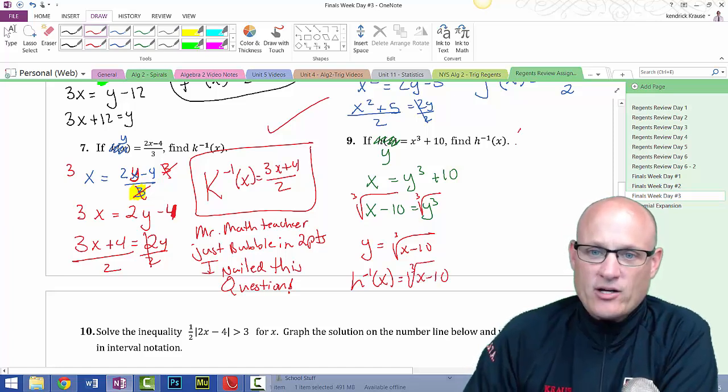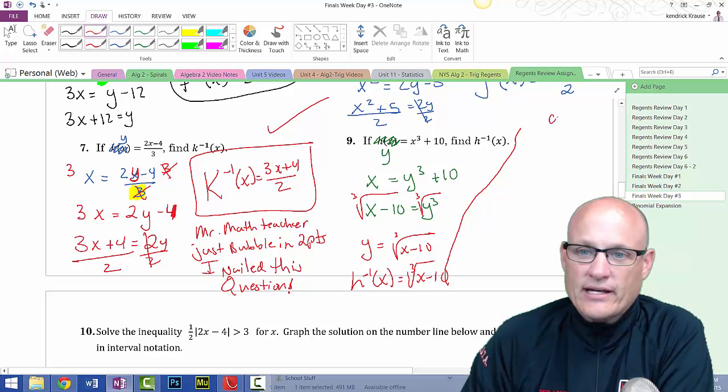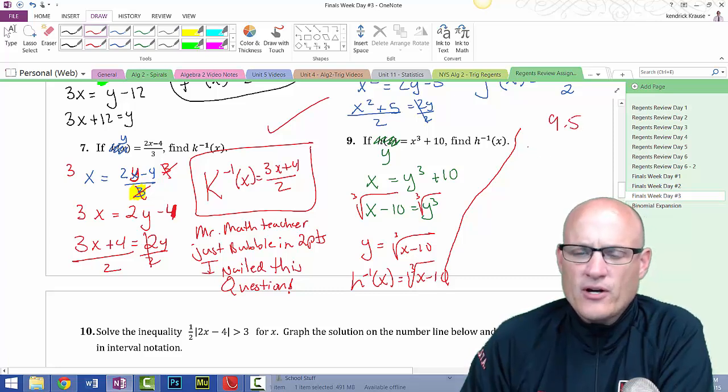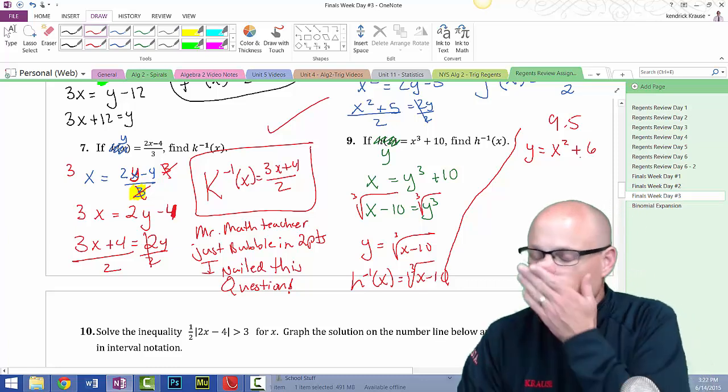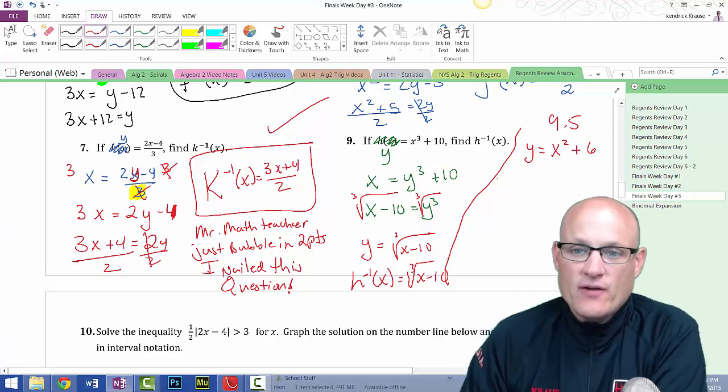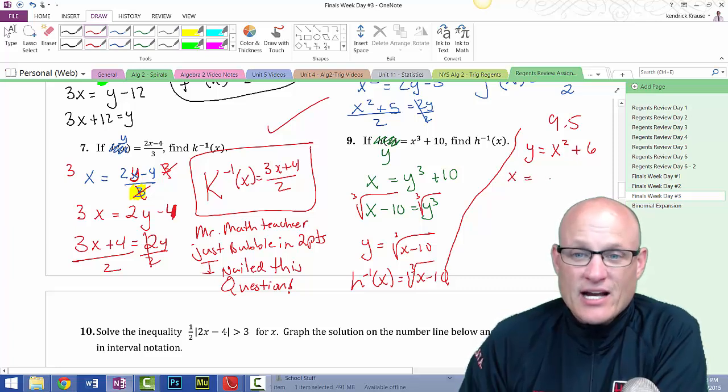I'm going to add a question, so we'll call this question 9.5. And our function, I'm just going to call it y equals x squared plus 6. Now to solve this one, and I want to know what the inverse of this is, so I'll switch the x and y.